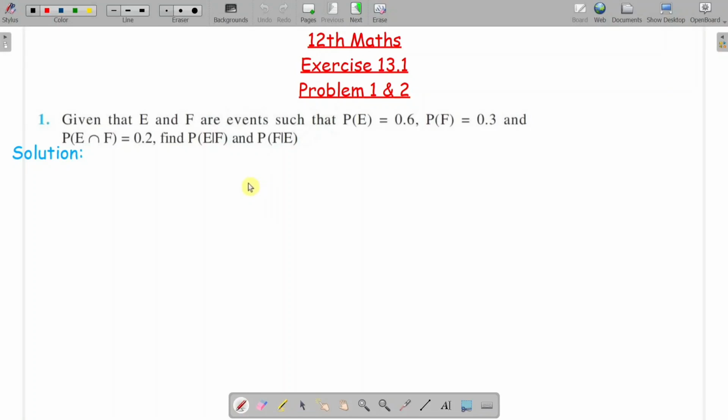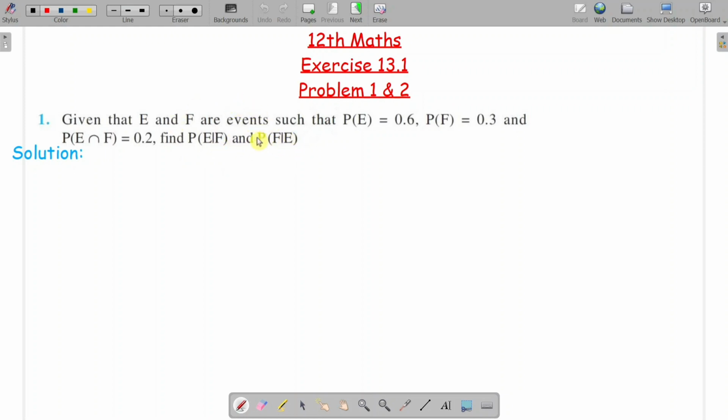In this video we will solve problem 1 and 2 of exercise 13.1 in 12th class maths. So the first problem is: given that E and F are events such that P of E is equal to 0.6, P of F is equal to 0.3 and P of E intersection F is equal to 0.2. Find P of E such that F has occurred and P of F such that E has occurred.